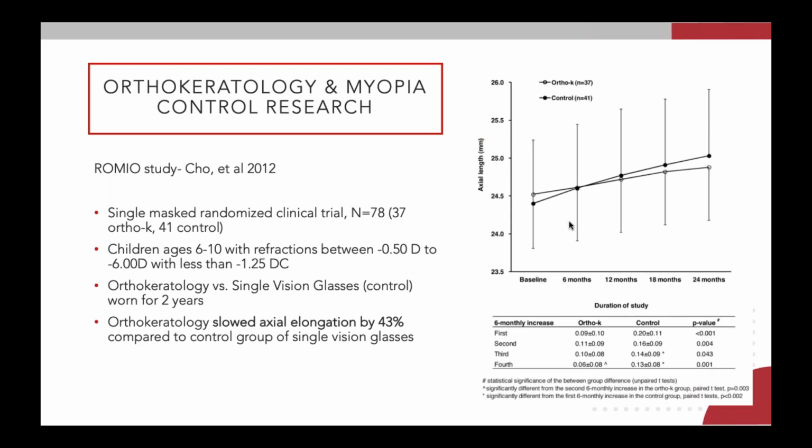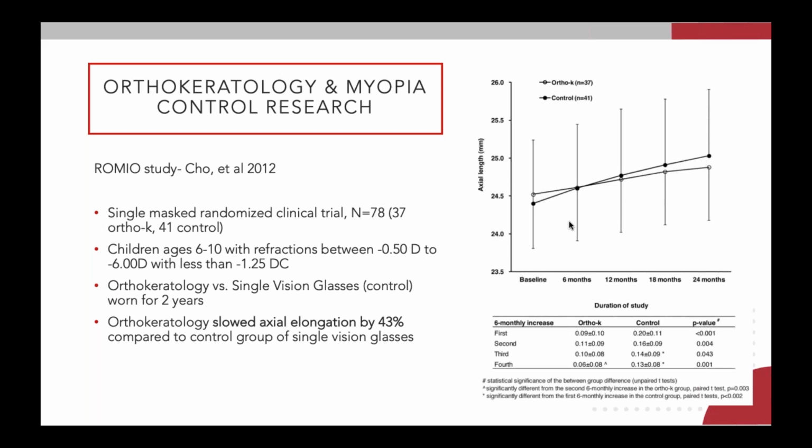So let's go through some of the research with orthokeratology. So this is the Romeo study. Dr. Pauline Cho did this study in 2012. It was a single-masked randomized clinical trial. The reason it's single-masked and not double-masked is just because of the unique characteristics of Ortho-K. The examiners are going to know which group is Ortho-K and which group is coming in wearing glasses.